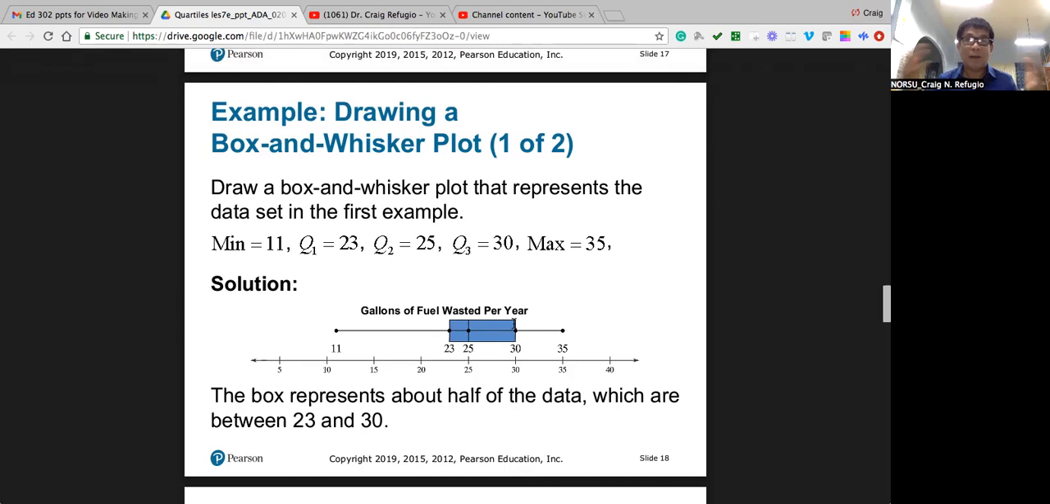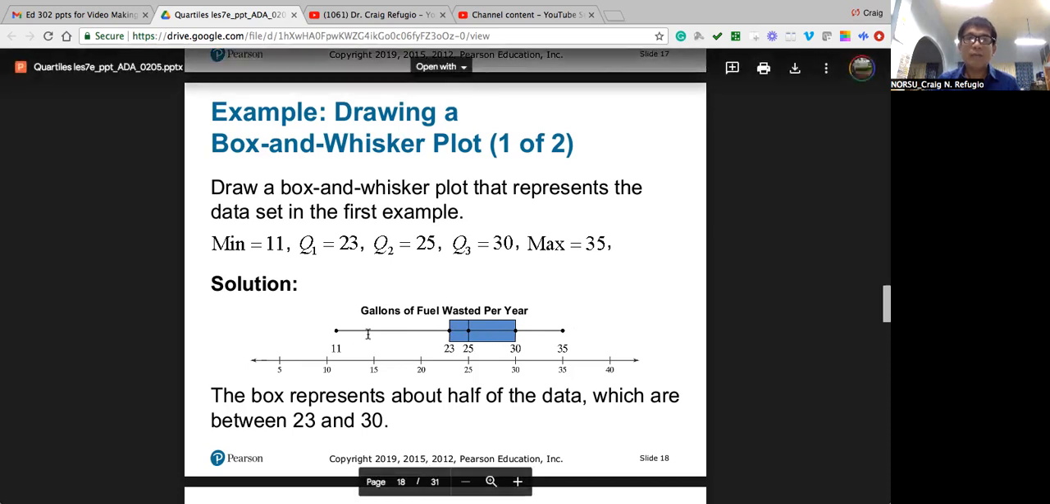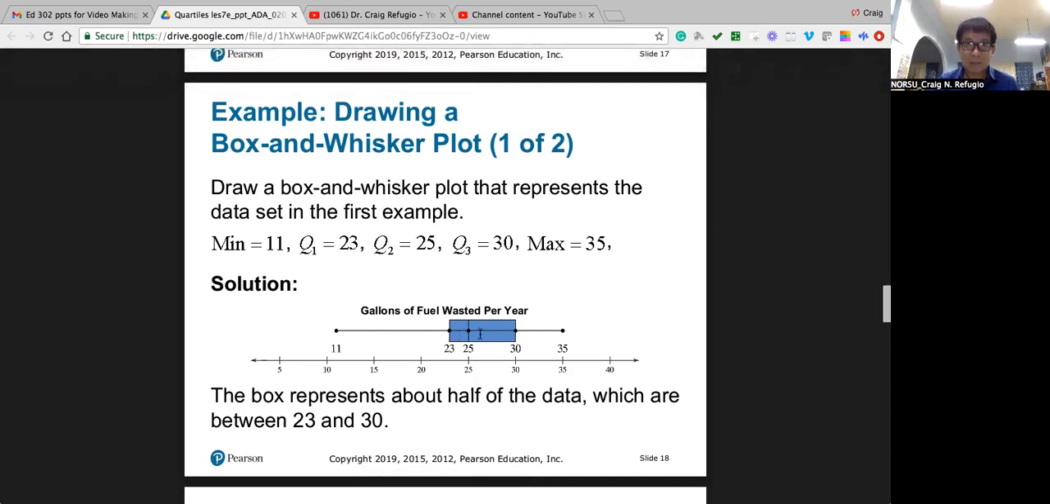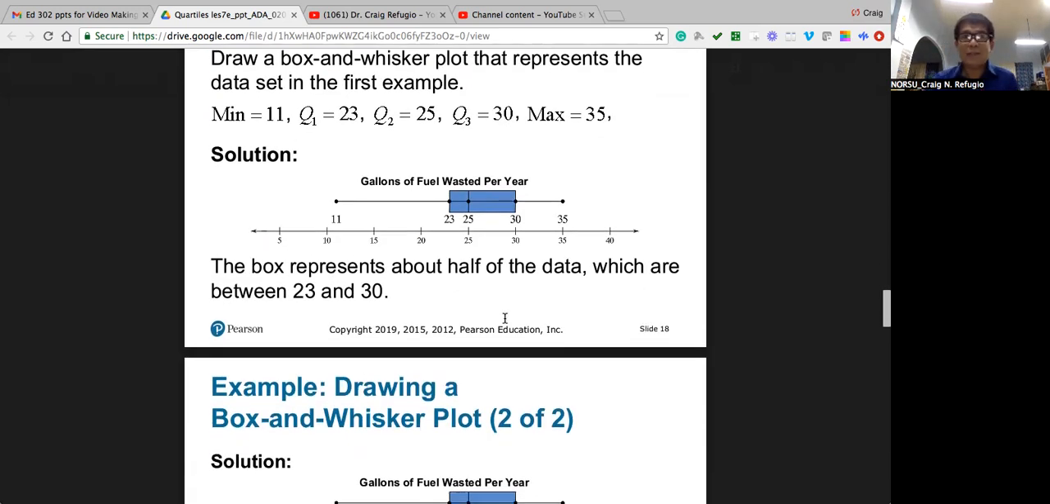Now we classify that one as the box, or we're saying that that's actually a rectangle. Then from 30 to 35, we classify this one as a whisker. From 11 to 23, we classify that one as a whisker. The colored blue geometric figure is what we call the box. So we classify this as a box and whisker plot. There are two whiskers and only one box. The box represents about half of the data, which are between 23 and 30. That's correct. If you look at the box, it represents about half of the data between 23 up to 30.